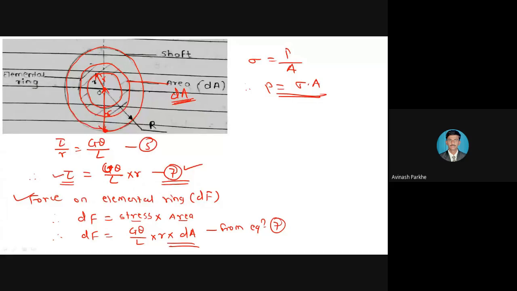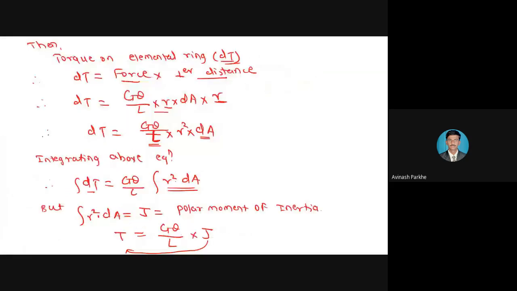If the shear stress of the ring is known and its cross sectional area is known, then we can calculate the force on the elemental ring. Therefore, dF I have calculated here: stress multiplied by the cross sectional area. Then if the force is known and its perpendicular distance is known, then I can calculate the torque. The formula for the torque is torque is equal to force into perpendicular distance. Force we have already calculated. If we multiply that force by the perpendicular distance, that is small r, you will get the equation dT is equal to G theta by L into r square into dA.